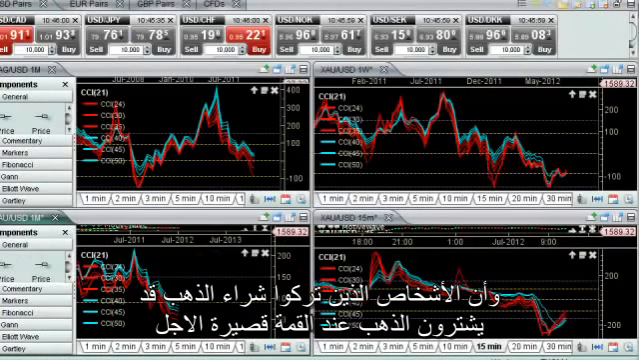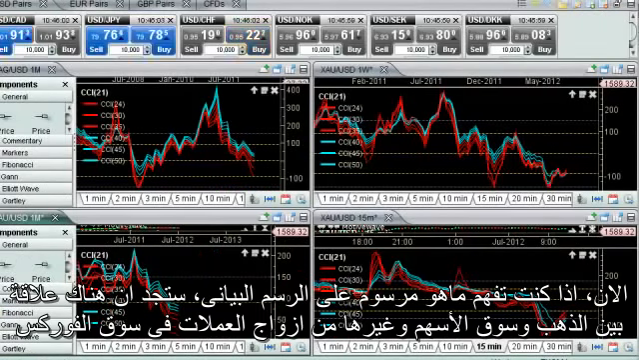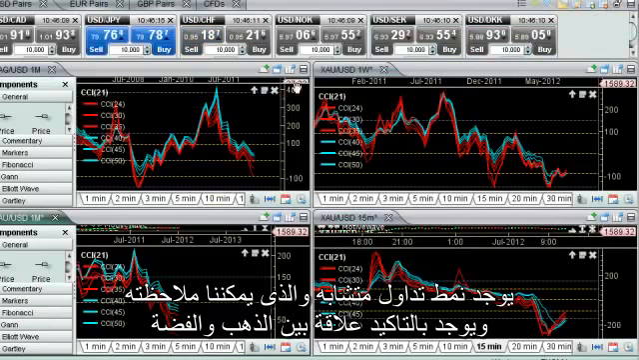Now, if you understand how to look at charts, you see that there is a correlation between gold and the stock market and other Forex currency pairs. There is a similarity of pattern that we're able to observe. And there is certainly a correlation between gold and silver also.